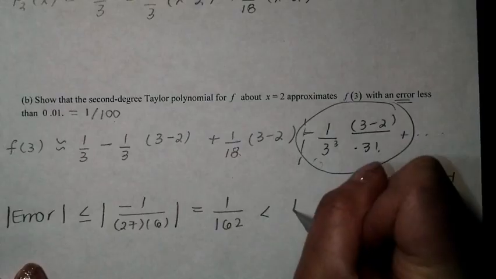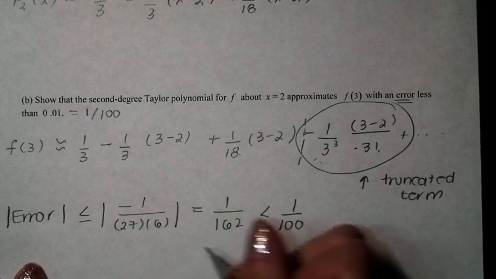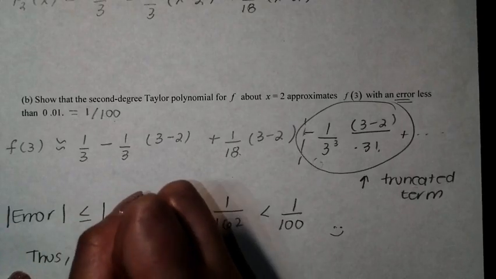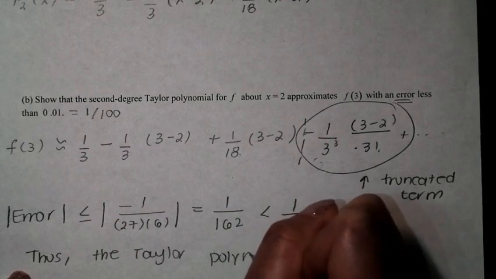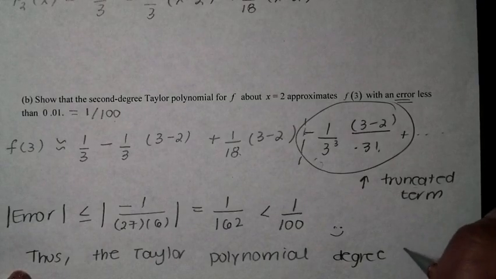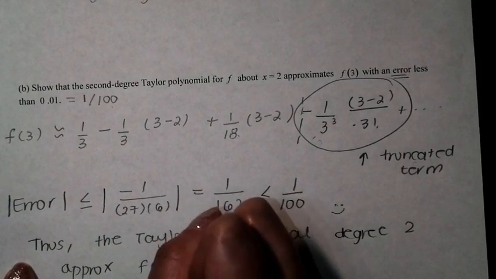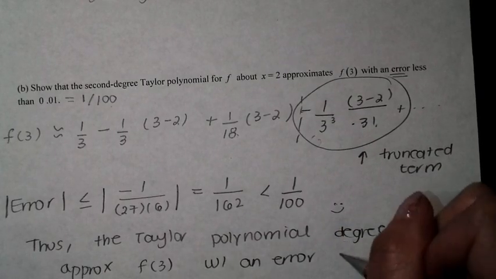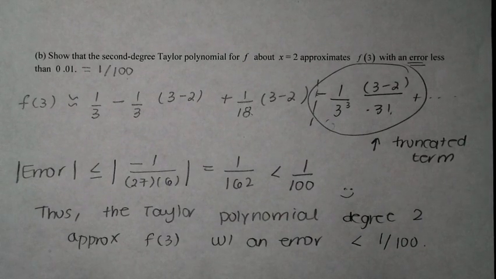Which you know is less than 1 over 100, and we are very happy because we proved that the second degree Taylor polynomial, degree 2, approximates f of 3 with an error less than 1 over 100, and we're very happy about that situation. Isn't that nice?